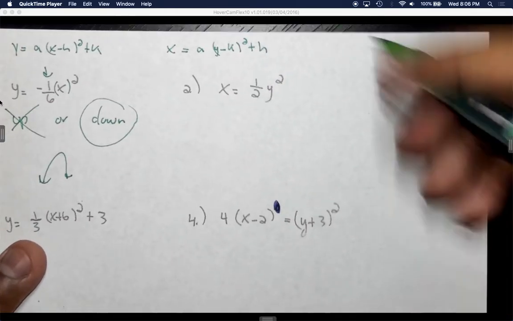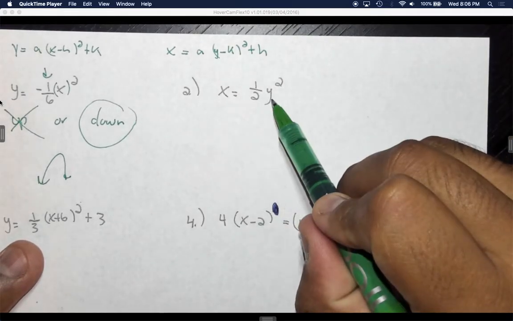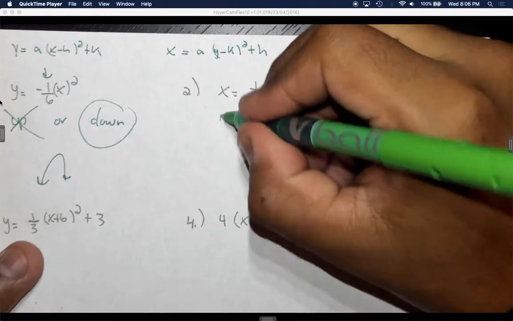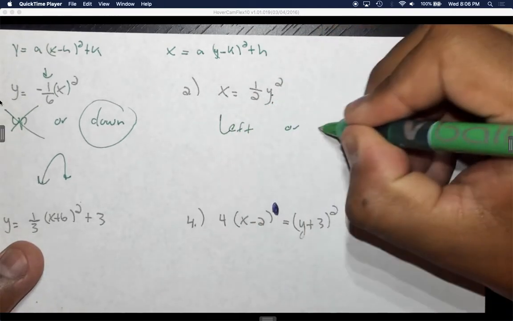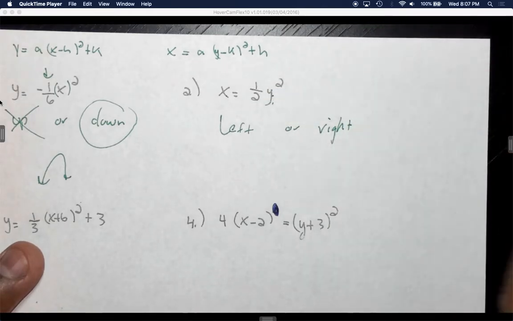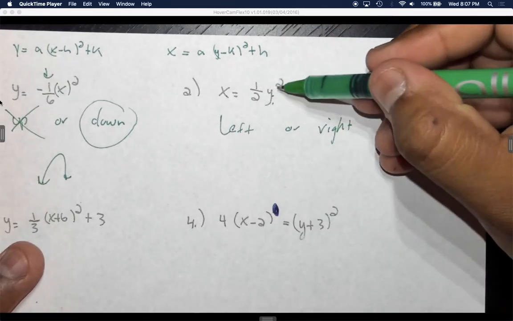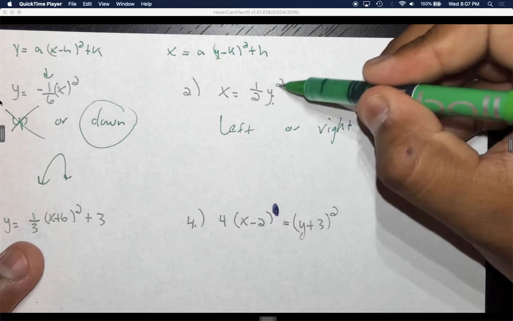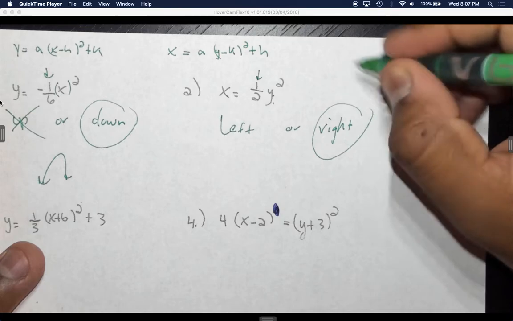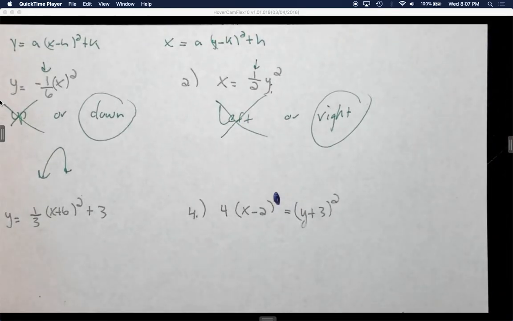All right, let's look at this one. You have an x, you have a y. What is getting squared? Your y's. That means you're going left or right. Now, what is your a? Now notice that your a is in front of the y squared. It is positive. That means it's going to go to the positive direction. It's going to go to the right. Okay?